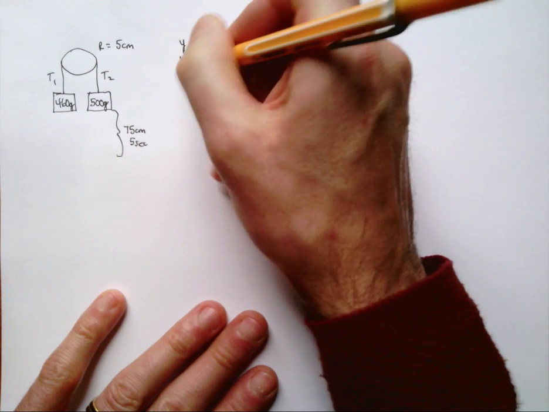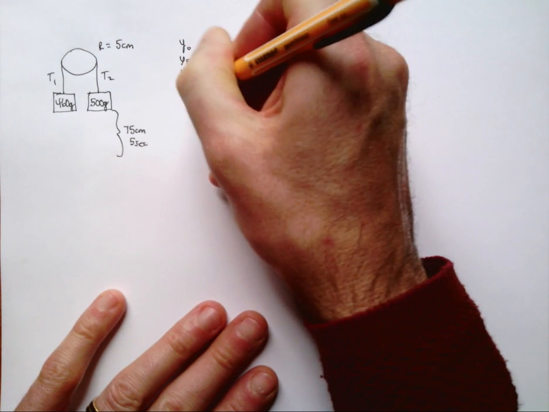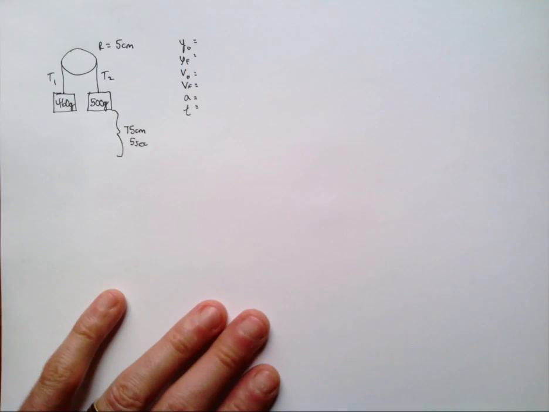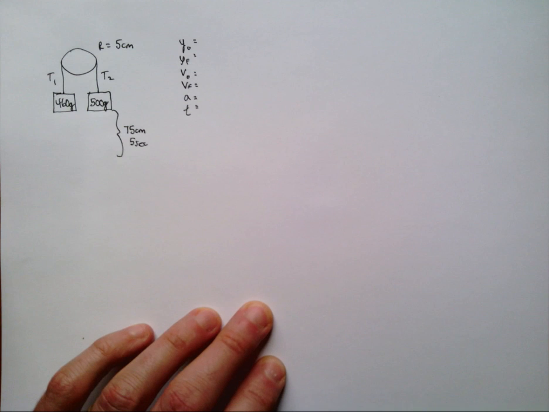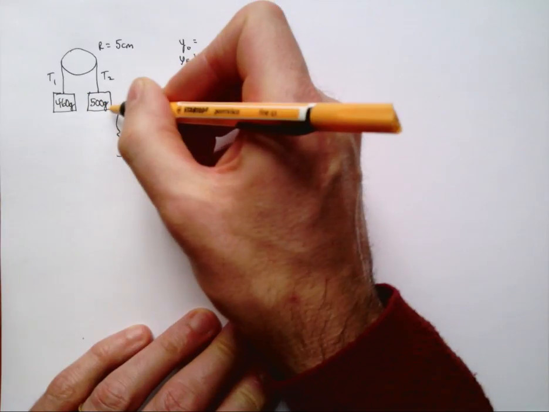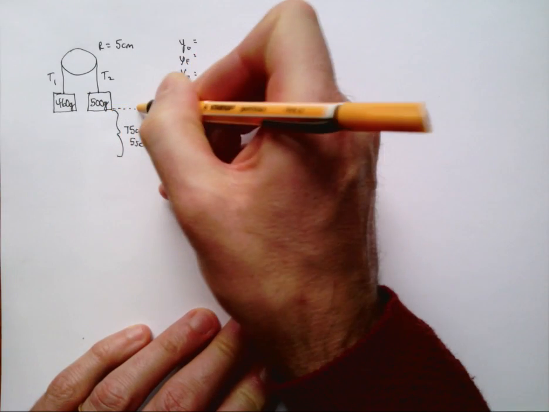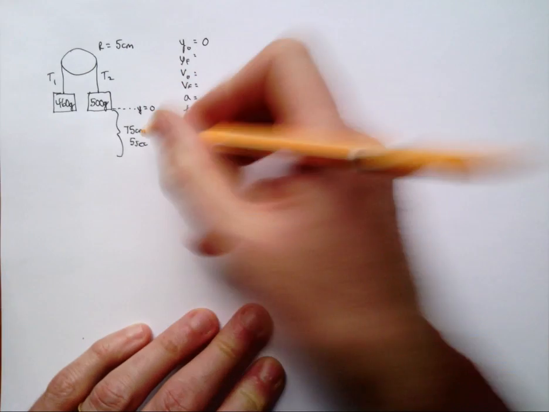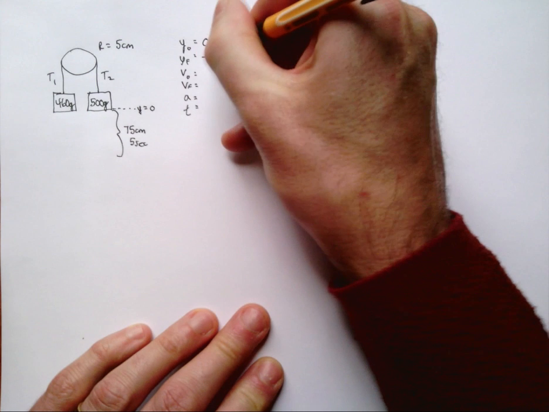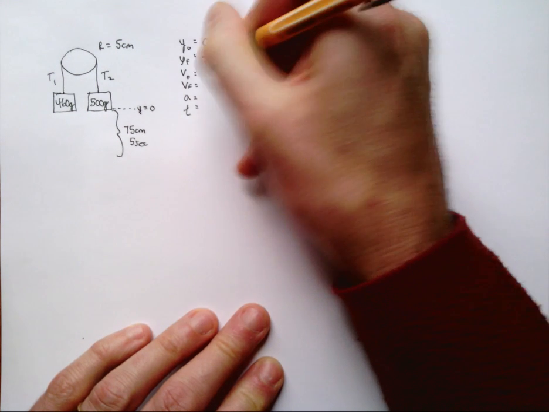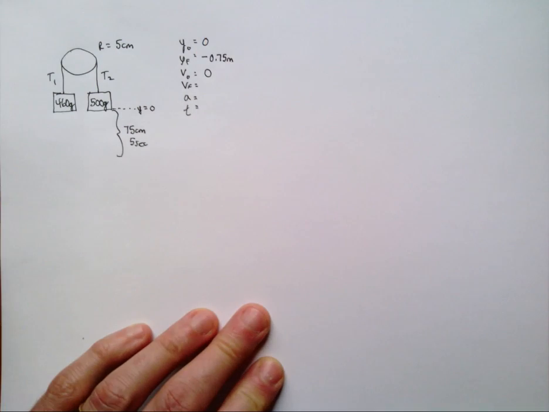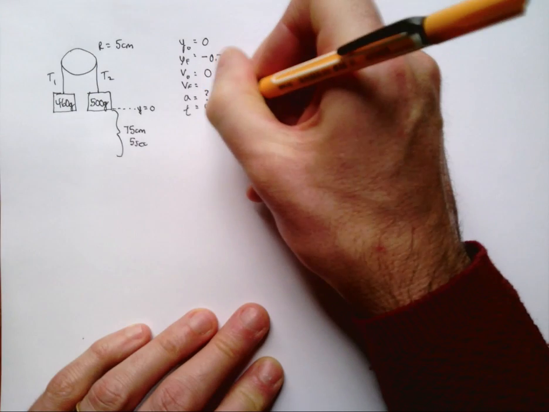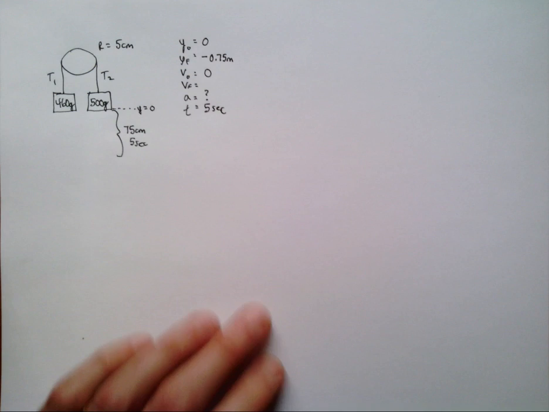Usually I make a data table of the 6 different variables we normally encounter when we're doing a motion problem. So the initial position of this block, let's just arbitrarily say that it starts at 0. The final position then is below that, so negative 0.75. The initial velocity, we are told things start from rest. The acceleration is what we're looking for, and the time for this is 5 seconds.